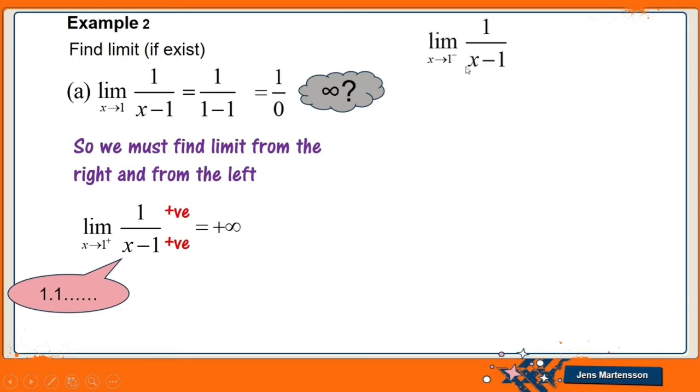And then we look at the limit of 1 over x minus 1 when x approaches 1 from the left. We substitute 0.9, so 0.9 minus 1 we get negative as an answer, and 1 is positive. Positive divided by negative, we get negative infinity as an answer.